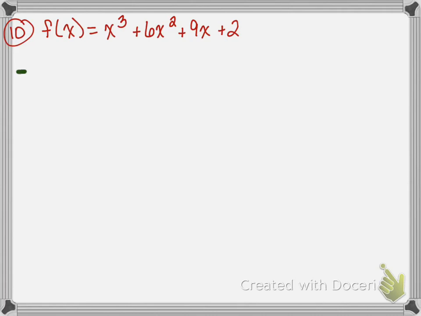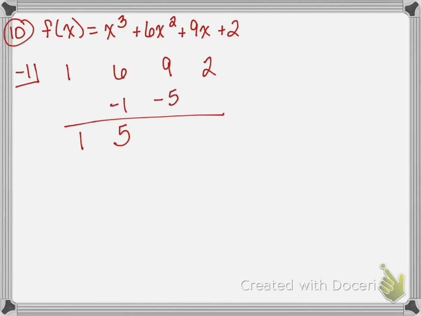So let's try negative 1, and we're going to see if negative 1 works. Okay, so I'm going to put negative 1 in my box. Then I've got 1, 6, 9, and 2. Okay, so I bring 1 down. Negative 1 times 1 is negative 1. 6 plus negative 1 is positive 5. Negative 1 times 5 is negative 5. So I'm left with 4. Negative 1 times 4 is negative 4, and I can tell that that doesn't work. So I cannot use negative 1.